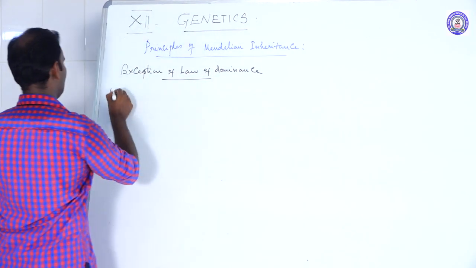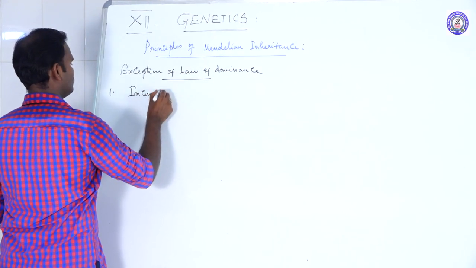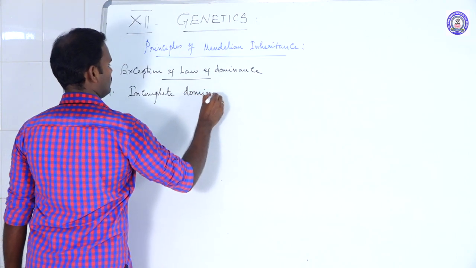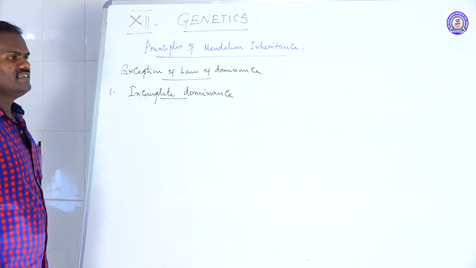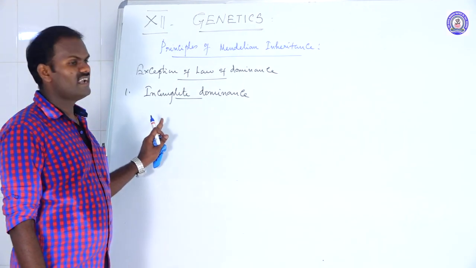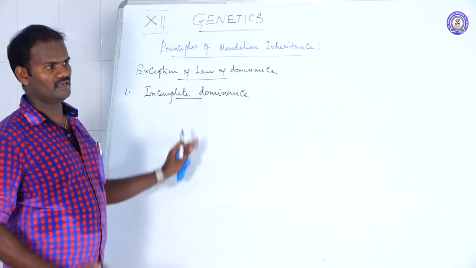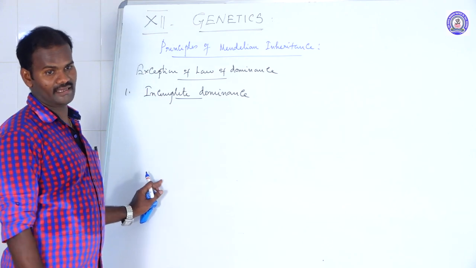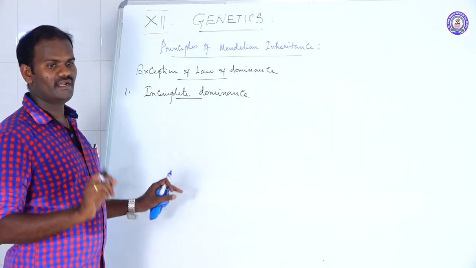The first exception, incomplete dominance. What is called incomplete dominance? None of the parental characters is dominant. That's called incomplete dominance. The F1 is obtained intermediate of the parental characters. No one parental character is dominant.